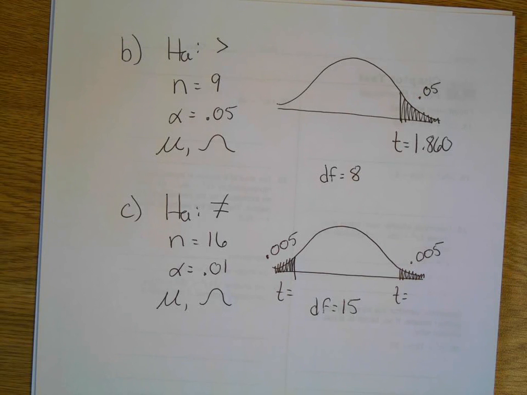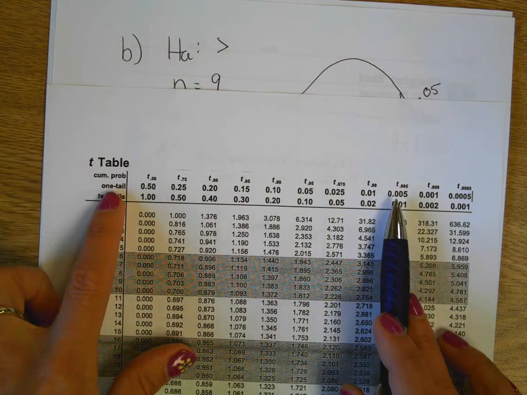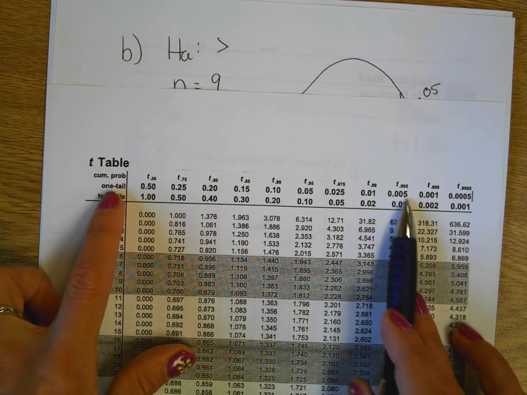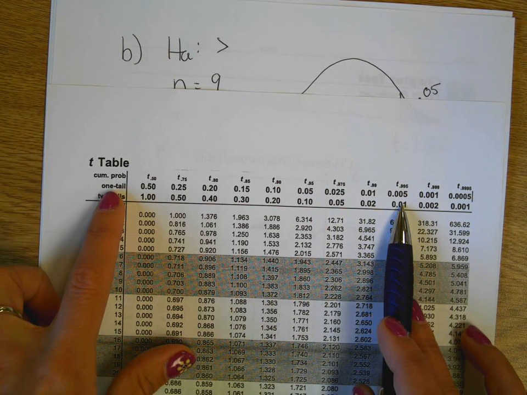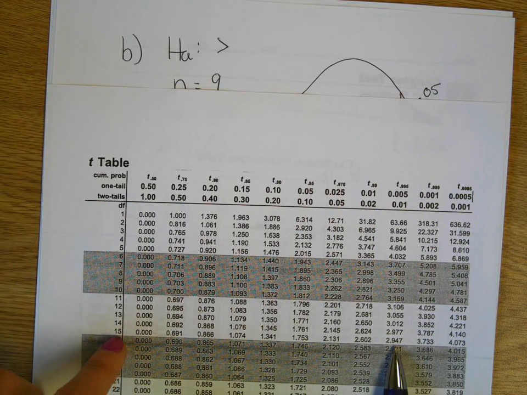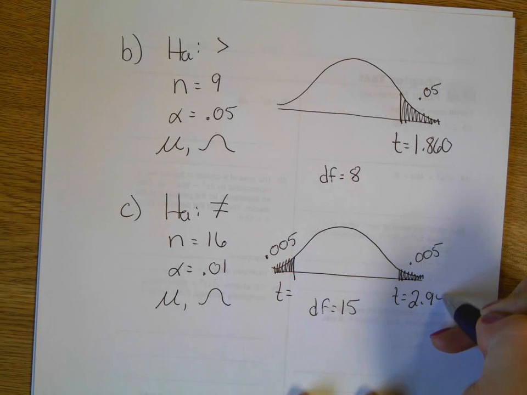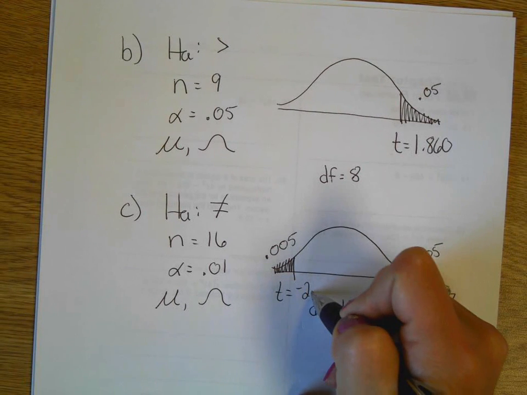You can look it up two different ways. You can look up and you can see they're in the same spot. We've got two tails with 1%. So you can go to the two tails and get the total that's in the two tails, or you could do the one tail, which has a 0.005. So they're both at the same spot. Whichever one you want to look up. And then degrees of freedom was how much? 15? So 2.947. And then a negative 2.947.